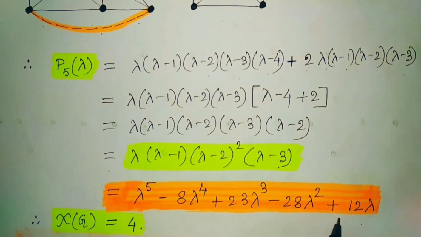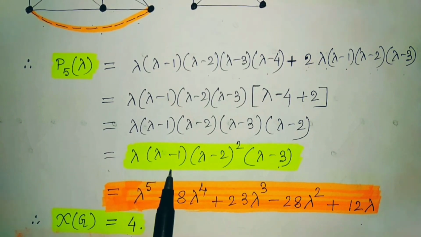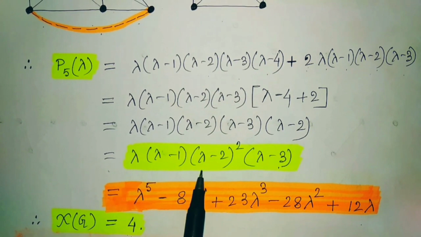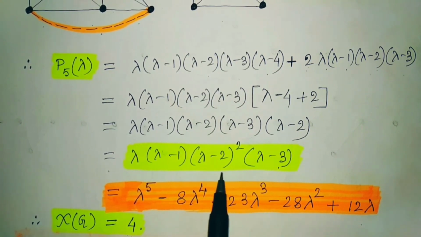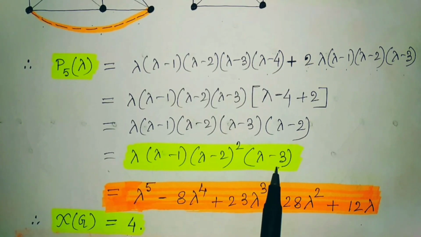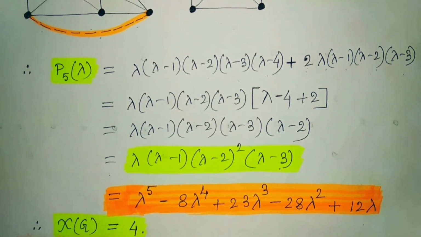And from this chromatic polynomial, we can say the chromatic number for this graph is 4. Because if we observe this chromatic polynomial and substitute lambda equals 1, it gives us the 0 value. For lambda 2 also it gives us the 0 value. For lambda 3, it again gives us the 0 value. When we substitute lambda equals 4, then this one becomes non-zero. Hence the chromatic number for this given graph is 4. So this is our first problem. This is the chromatic polynomial, this is the factorization form, this is the expanded polynomial form of the chromatic polynomial, and this is the chromatic number.